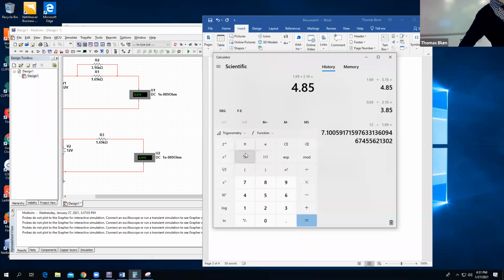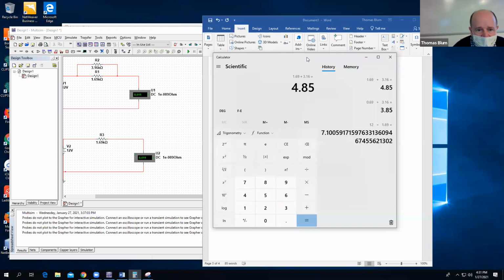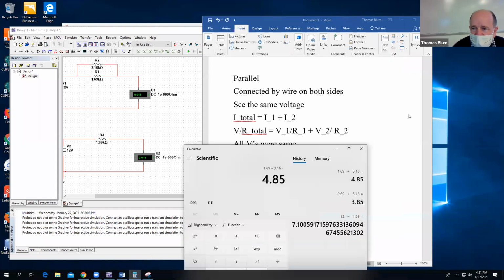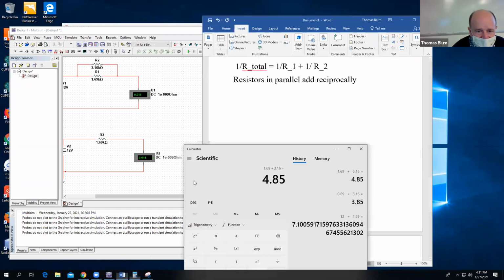But my equation has 3 reciprocals, so I'm going to make sure when I'm using the calculator that I use the 1 over X button 3 times. Okay. I'll try to have 3 things showing at once. Let's see how good I am. All right.